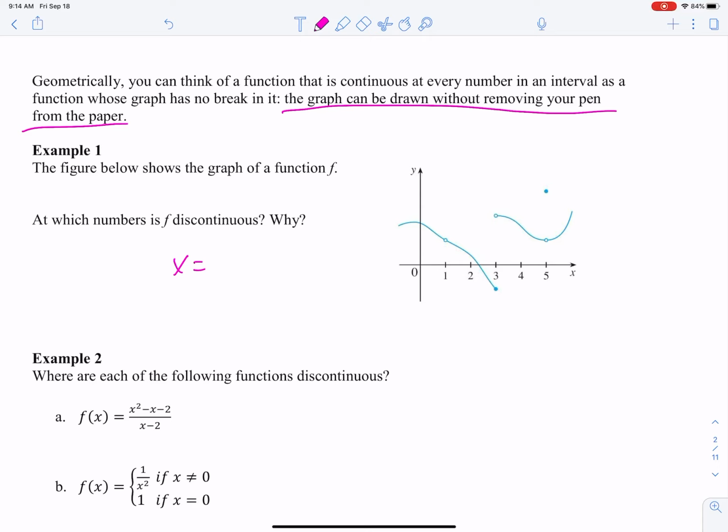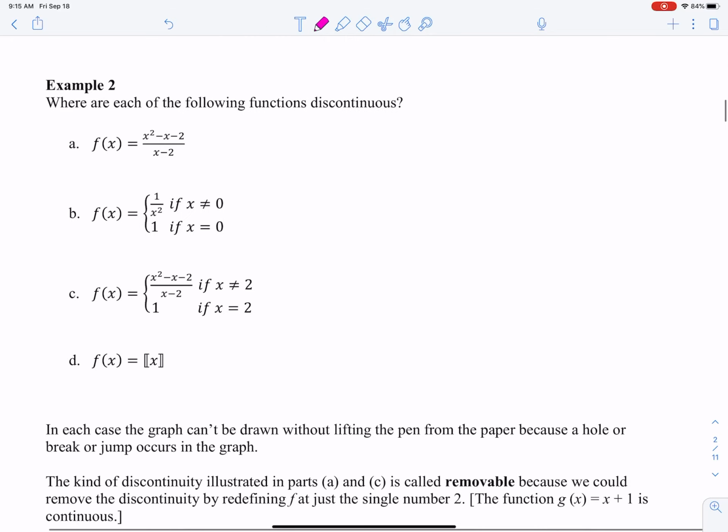Okay? So let's see. Discontinuous is we'd have to lift our pencil, right? So we can see, well, definitely right there we'd have to lift because that open circle means a hole, right? So that's x value of 1. We can definitely see right here we have a jump in the function. So that's x equals 3. And another jump right here at 5. Okay? And like I just said, because we have holes and jumps, that's why it's discontinuous. Okay? All right. So example 2, so that's graphically.